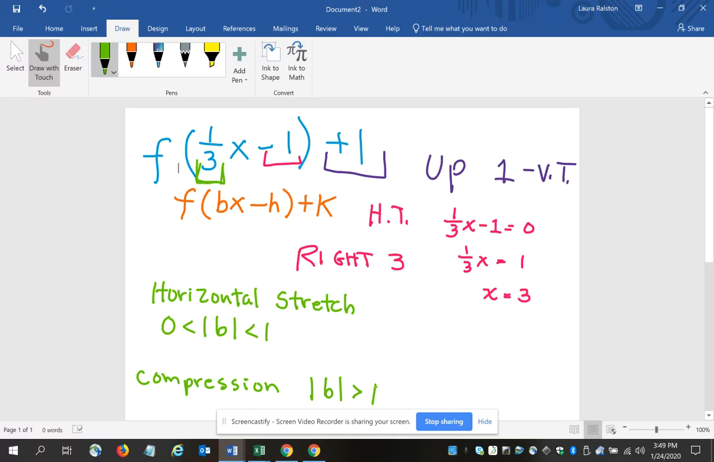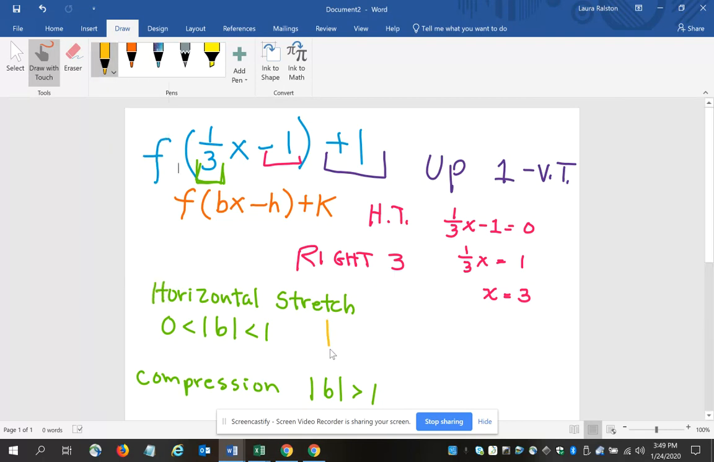And probably the best way to think about a horizontal stretch or compression is to think about an accordion, okay? When you play an accordion, you kind of pump it in and out, in and out. So it's a stretch if your B value is between 0 and 1, and that's like pulling your accordion out. And if the absolute value of B is greater than 1, that's like pushing it in. So you can think about the horizontal stretch and shrink sort of like playing an accordion.